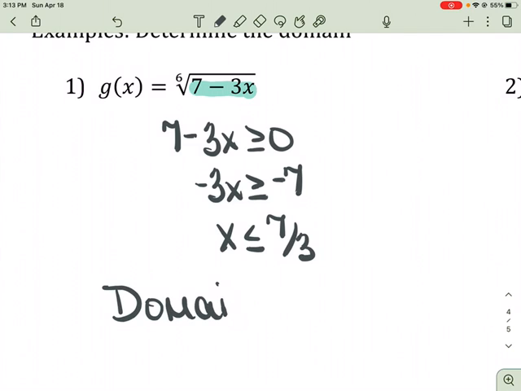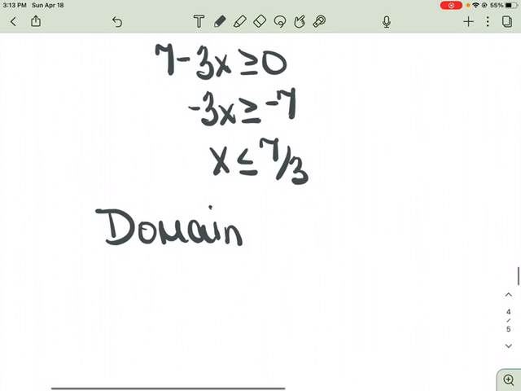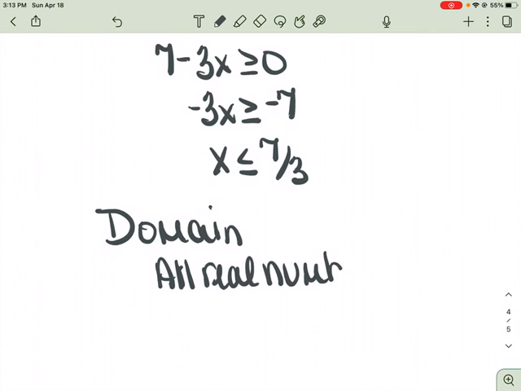So we can't have any real number. So we're not going to say all real numbers. X has to be less than or equal to 7/3.